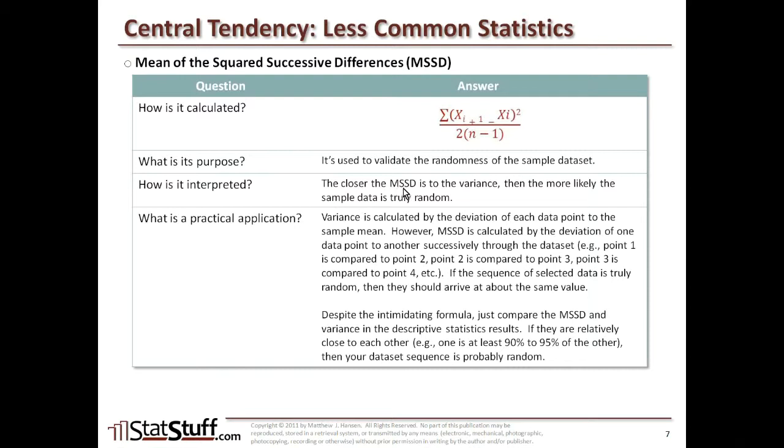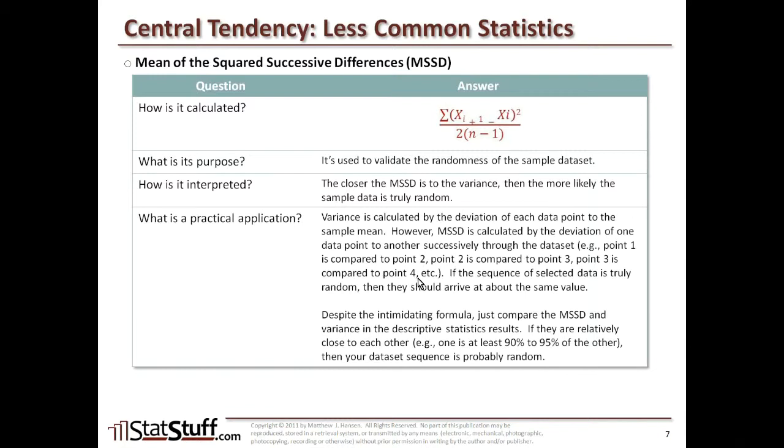The closer that this MSSD calculation is to the variance, the more likely that the sample data is truly random. Now, variance is calculated by taking the deviation of each data point from the sample mean. That is, how distant each one of those is from the sample mean. However, the MSSD is a little bit different. It's calculated by the deviation of one data point to another successively through the data set. So instead of taking each data point as a deviation from the mean, it's going to point 1 and comparing that to point 2, and then comparing point 2 to point 3, and then point 3 to point 4, and so on, again in successive order.